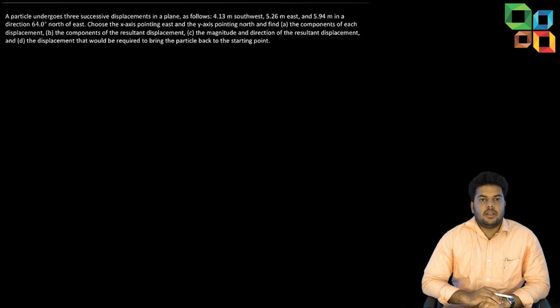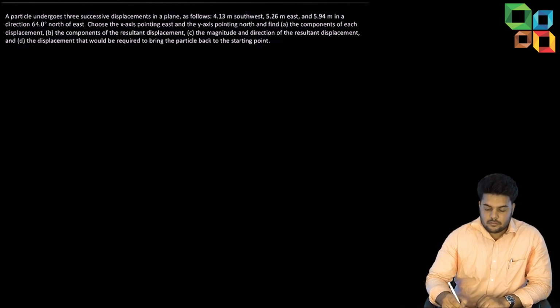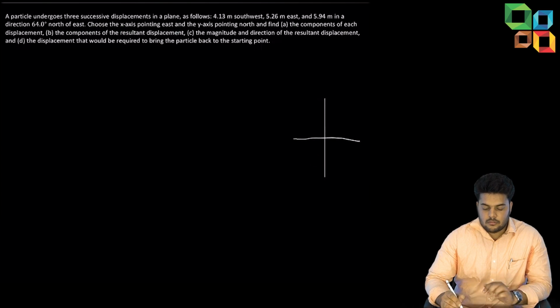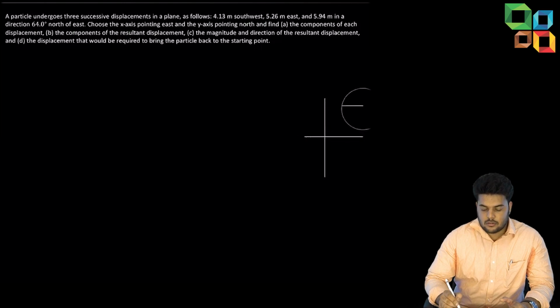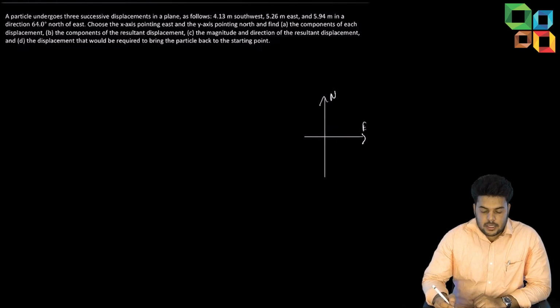So 4.13 meters southwest. Sriniket, what does that mean? 4.13 meters southwest. Yes, Sriniket, where are you? So after moving 4.13 meters southwest, from there the particle moves 5.26 meters to the east. Yes, correct. Thank you, sir.